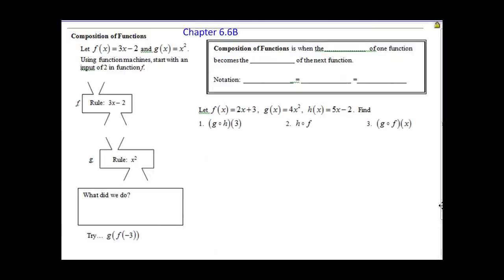Hey, Algebra 2, this is Chapter 6.6b. We are continuing with function operations. This is composition of functions.